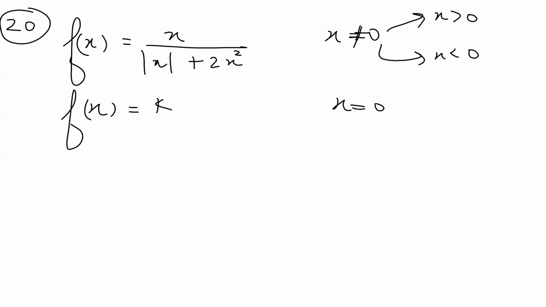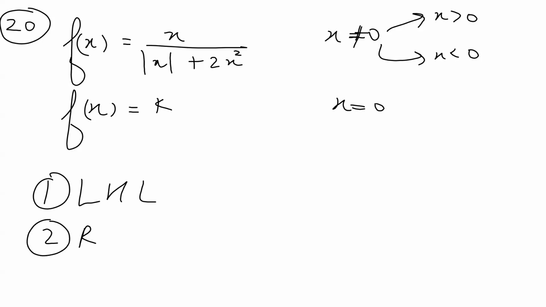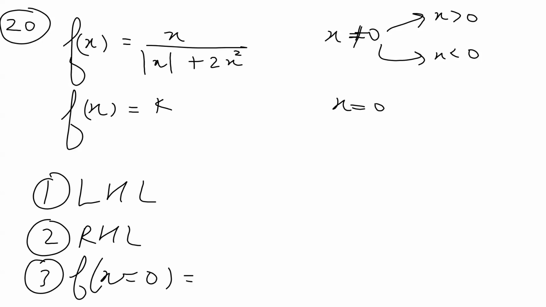Now they are asking us to prove that the function is discontinuous at x is equal to 0 regardless of the choice of k. So first we need to find out LHL. Second, we need to find out RHL. Third, f of x at x is equal to 0, which is k. So all three things should be the same. In this problem we are proving whether it is continuous or not.